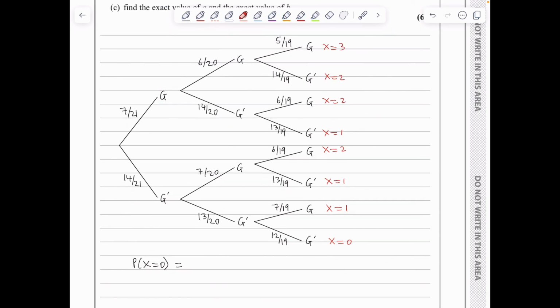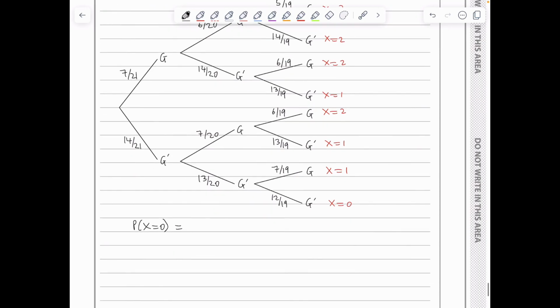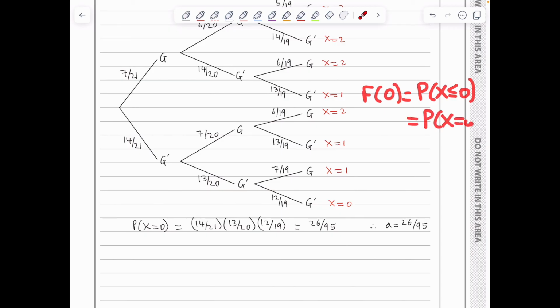So for x is 0, I will simply do 14 over 21 times 13 over 20 times 12 over 19. Remember, I'm multiplying the probabilities of the branches through which I travel. So this gives me 26 over 95, and therefore we conclude that A is 26 over 95 because f of 0, the cumulative distribution, so probability of x less than or equal to 0 is simply the probability of x is 0, and we had that this was A in the given table, so A is 26 over 95.